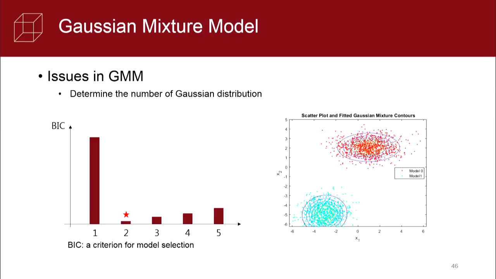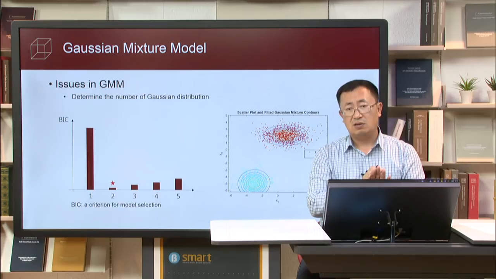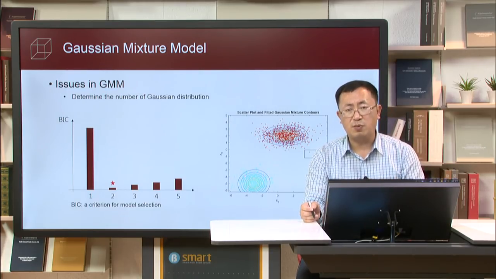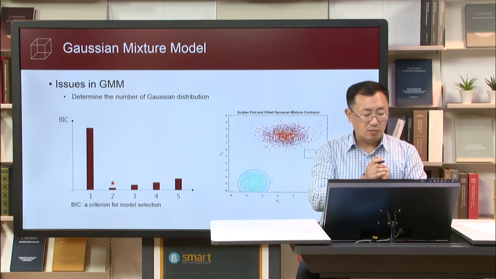So there are some issues in the Gaussian mixture model: how many Gaussian distributions do we need to consider as a mixture? We need to determine the number of Gaussian distributions. In that case, is 2 appropriate, 3 appropriate, 1 appropriate? So we need to have some measure, right?